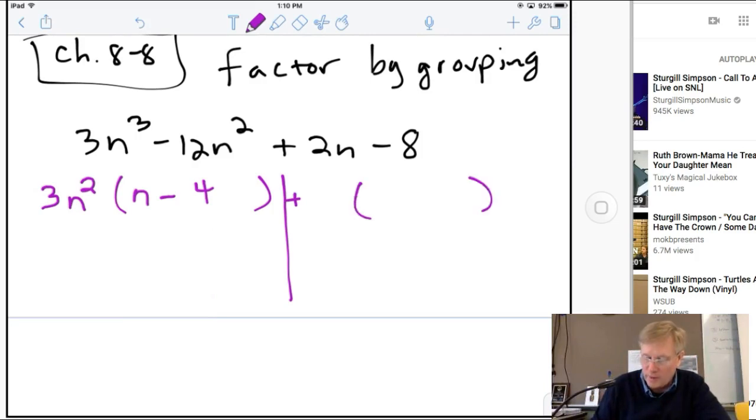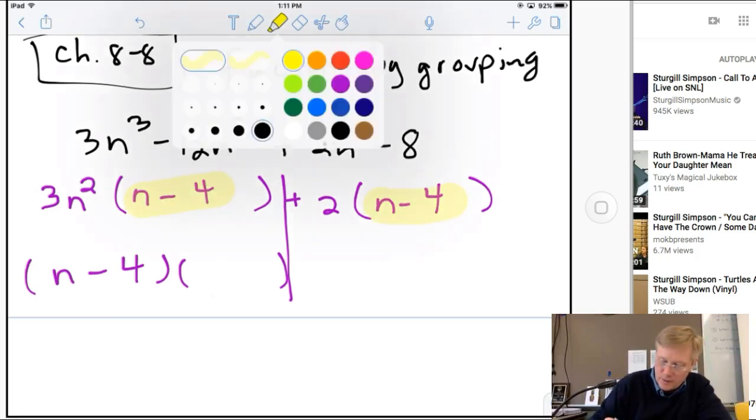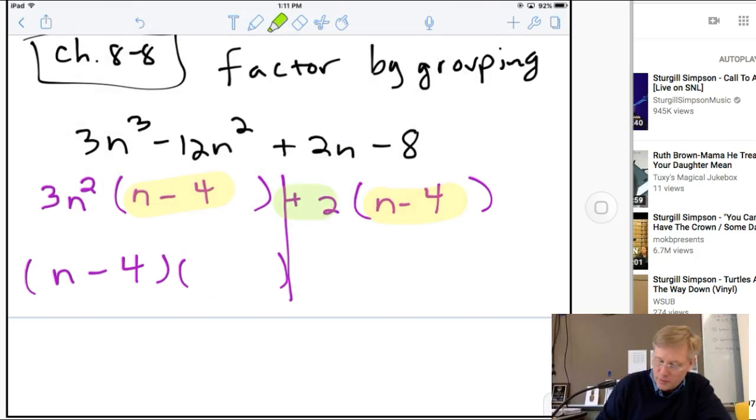Over here, what can I pull out of 2n and minus 8? Well, they're both divisible by 2. Can't pull an n out because the 8 doesn't have one. Leaves me with n minus 4. So my parentheses match, which is great, which means I can write down my answer now. Two sets of parentheses. One set is what's in the parentheses, which would be the n minus 4. The other set is what's outside the parentheses, which is the 3n squared plus 2. And that's the answer.